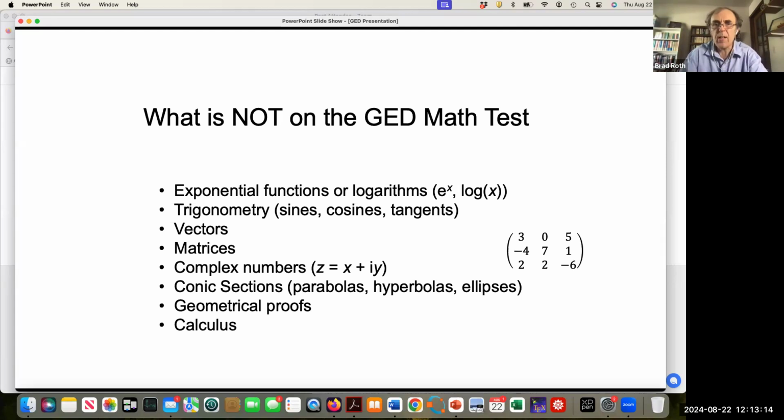Complex numbers aren't there. X plus iy, where i is the square root of -1. So imaginary numbers, none of that's on the exam. Conic sections, you can take a cone and slice it in different ways and get parabolas and hyperbolas and ellipses. Interesting stuff. It's not in the exam.